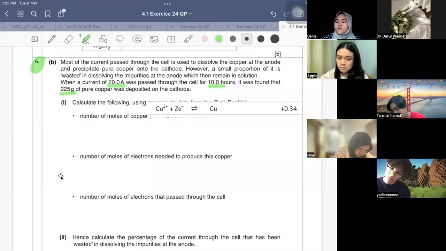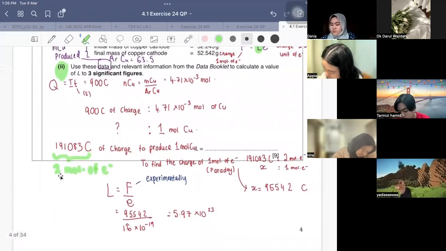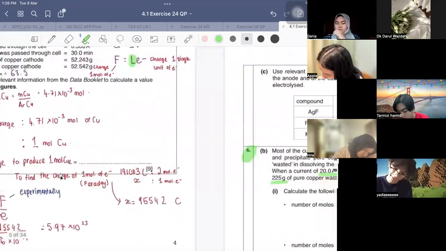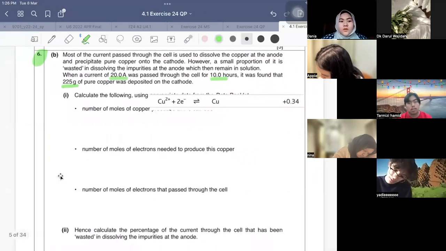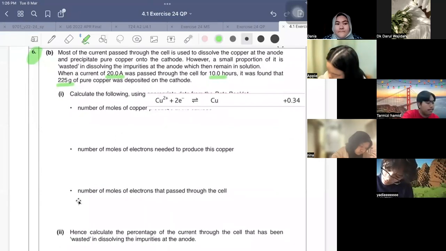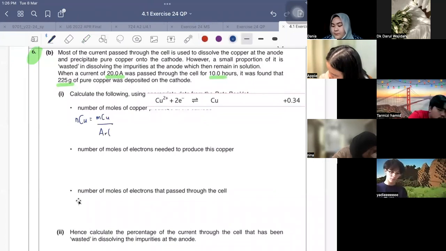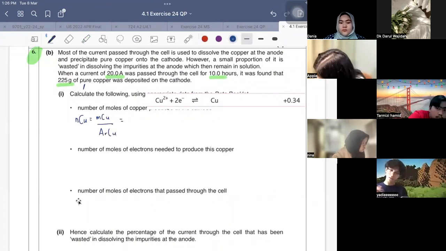Some questions are nice where they break down your working. If you get a question like this where they don't give you any supporting questions, that's difficult because you don't know where this is going. You don't have direction. So first question, they want you to find number of moles of copper produced at the cathode, and that's a simple mole calculation. So to find number of moles of copper, you take the mass of copper over the Ar of copper, and the Ar of copper is 63.5.